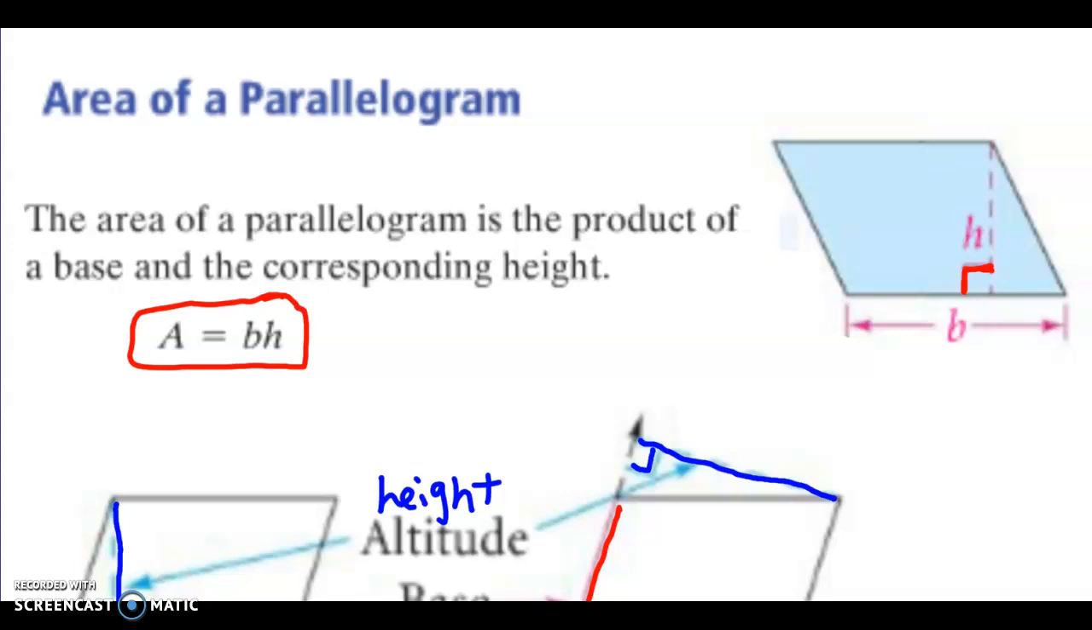Now, these are things that you should already know how to find the area of. It's a 7th and 8th grade standard. However, we are going to incorporate our 10th grade standards into it. And I'll show you what I mean by that in a minute.